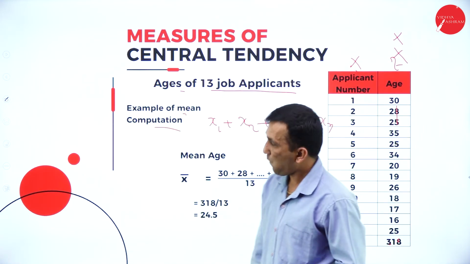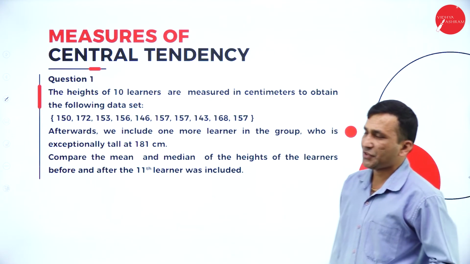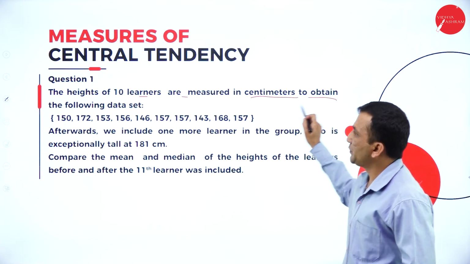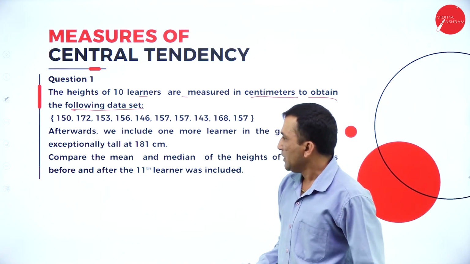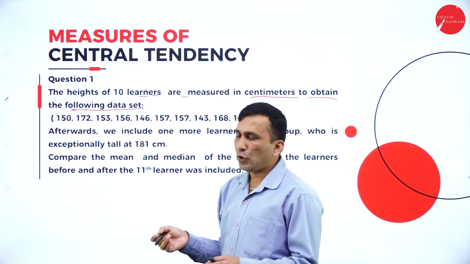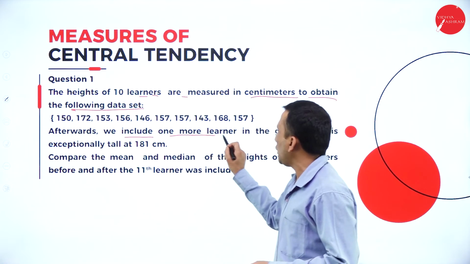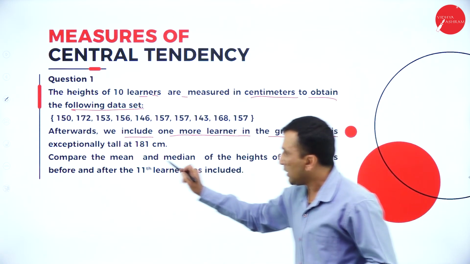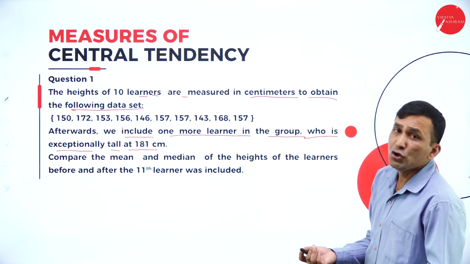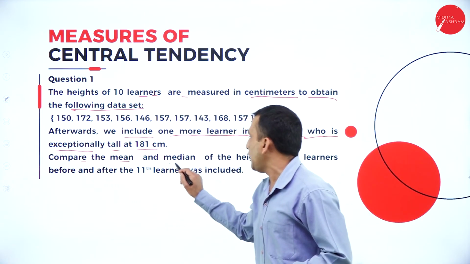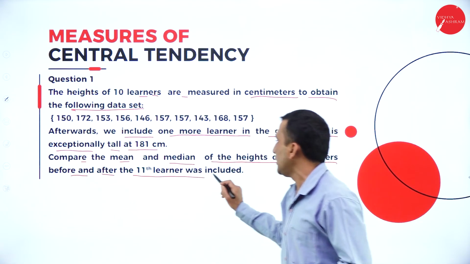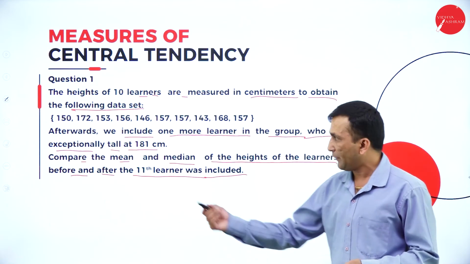Moving forward to the next question. The heights of 10 learners are measured in centimeters and the following data set is given. They also said that one more learner is included in the group who is especially tall at 1 centimeter, especially tall means we need to subtract. Compare the mean and median of the height of the learners before and after the 11th learner was included. Let's go to the next slide.